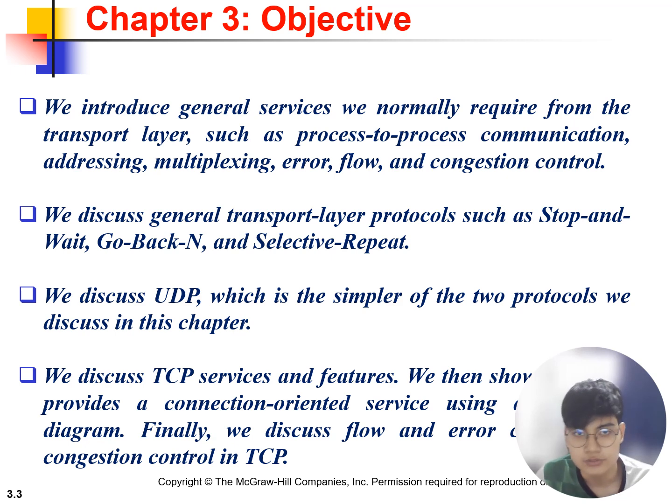Okay, we introduce the general services we normally require from the transport layer, such as process-to-process communication, addressing, multiplexing, flow, and congestion control. We discuss general transport layer protocols such as Stop-and-Wait, Go-Back-N, and Selective Repeat. We discuss UDP, which is the simpler of the two protocols in this chapter. We discuss TCP services and features as a connection-oriented service. Finally, we discuss flow, error, and congestion control in the TCP protocol.